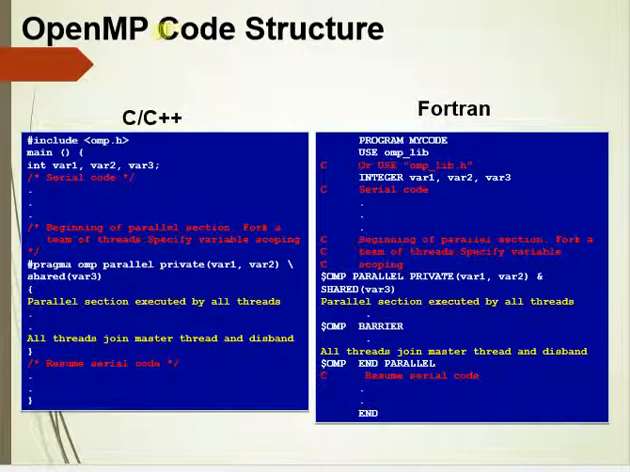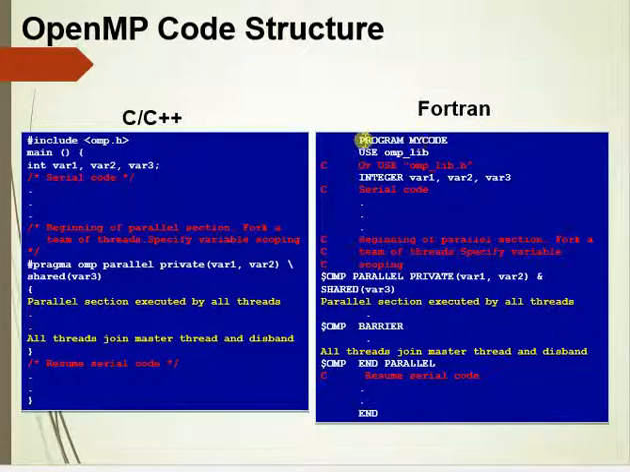This is how we write the OpenMP code structure in C++. Here we are using a header file called omp.h. Here starts the main program. The program includes three variables, 1, 2, 3. This is the serial code. Now, for executing the parallel threads we use #pragma omp parallel private variable 1, 2. This is the shared variable. This is the parallel region where all threads execute simultaneously. Then after that the results are joined and finally the threads are disabled.